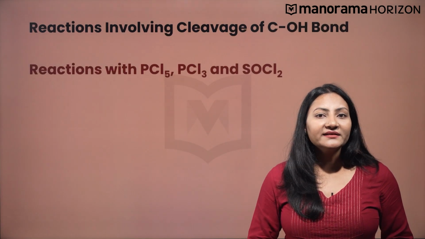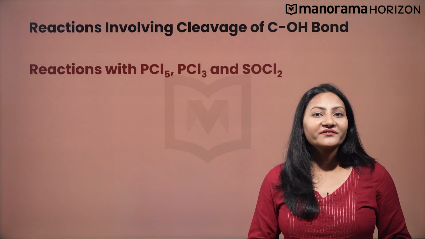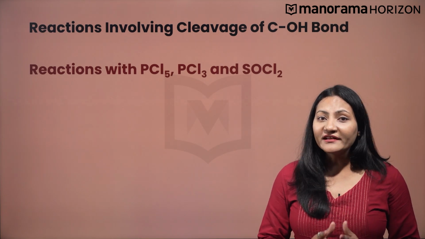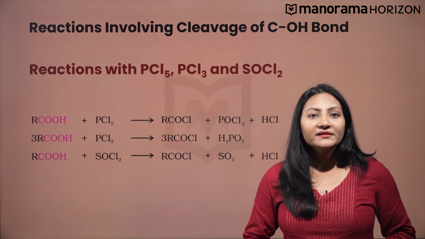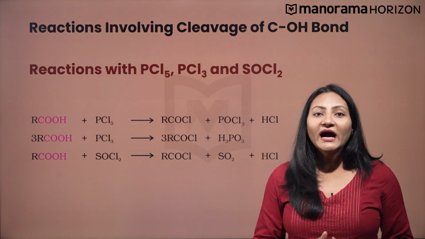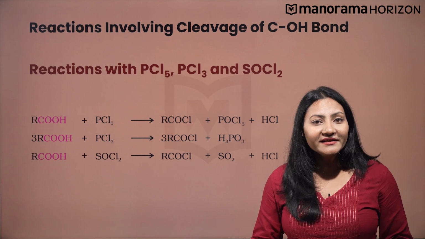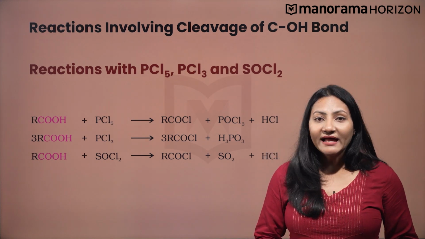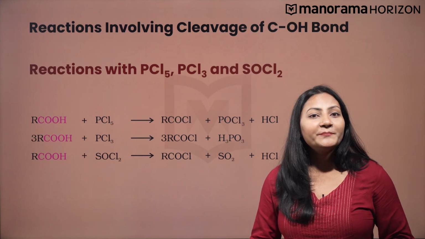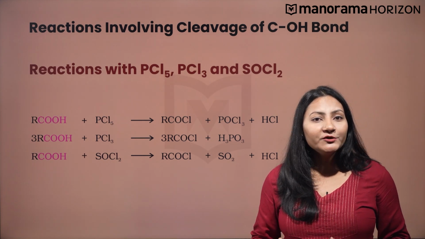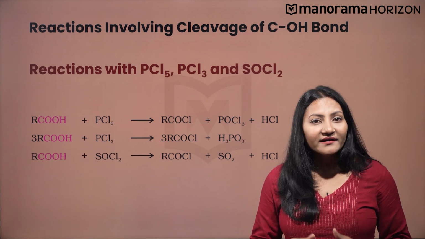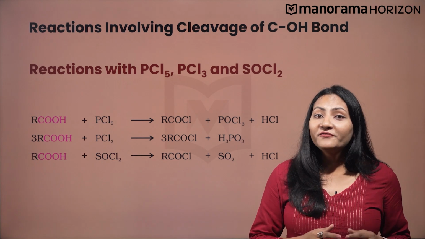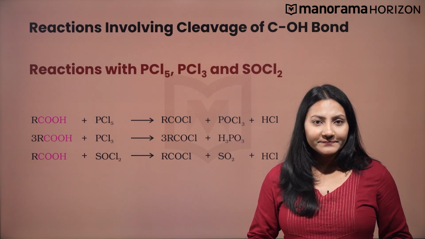Yet another method is by the reaction of carboxylic acid with PCl5, PCl3 or SOCl2. Here, the hydroxyl group of carboxylic acid is easily replaced by a chlorine atom. Thionyl chloride, that is SOCl2, is preferred because the other two products are gaseous and escape during the reaction, making the purification of the compound easier.